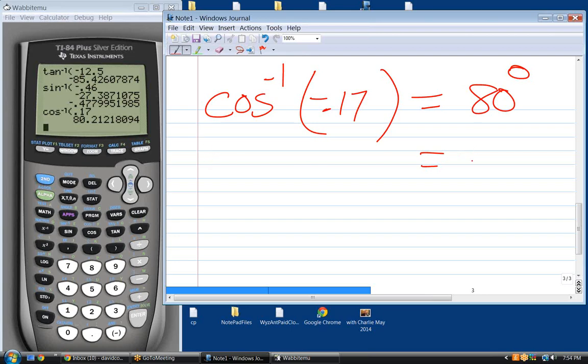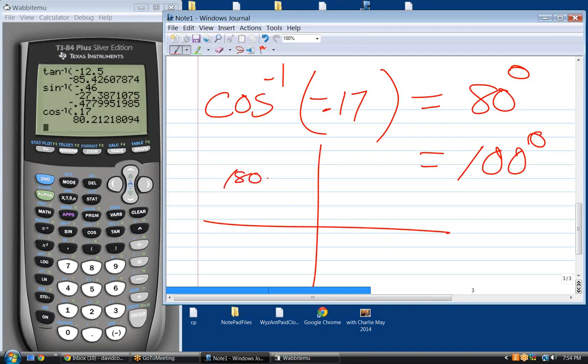Not sure. It's 100. Remember that when you're in the second quadrant, it's 180 minus theta. That's what your reference angle is. So if theta was 100, I'd end up with 80. So theta is 100. Let's make sure we come up with 100 when we do this.